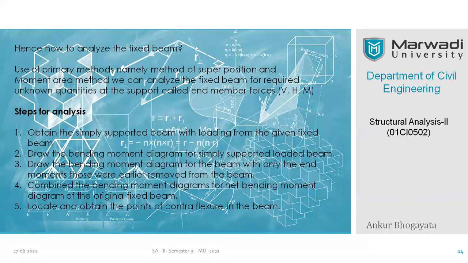After doing it, draw the bending moment diagram of the simply supported loaded beam. You have removed the end moments and you have converted the fixed beam into the simply supported beam. So now it is easier for you to draw the bending moment diagram according to the new structure that you have assumed, right? Now what next is, draw the bending moment diagram for the beam with only the end moments.